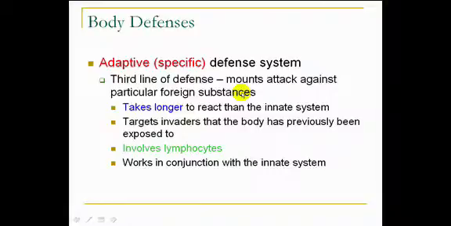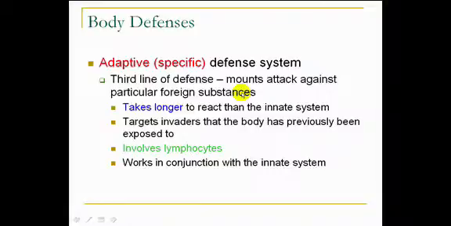What you aren't born with is what we call your adaptive or acquired immune system, which is a specific defense system. And it's your third line of defense. It will mount an attack against a particular foreign substance, so a specific type of bacteria or a specific type of virus. Now, it takes longer to react than your innate system. So a lot of times your innate system is the first thing that gets triggered, and then the adaptive response will get kicked in.